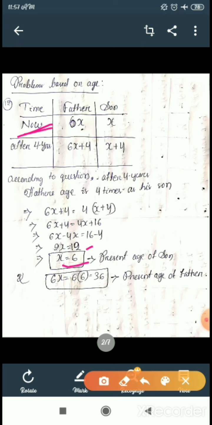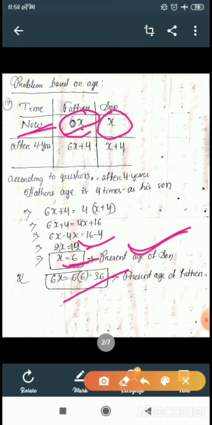This one is present age. Present age of son is x, and here x we got 6. So what will be father's age now? 6 times x means 6 times 6, that is 36 years. Okay, so present age of son is 6 years and present age of father is 36 years.